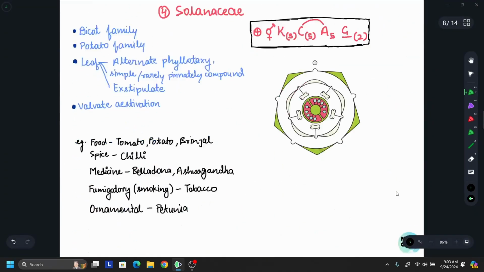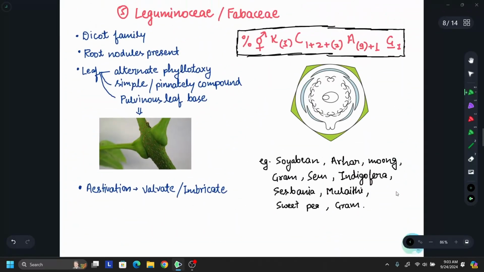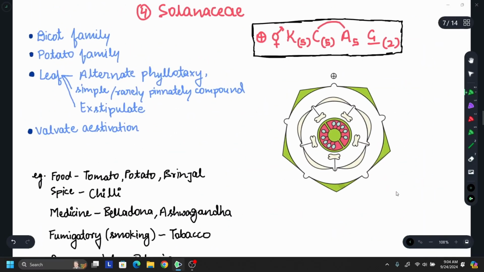Now we will come to the Solanaceae family first. Solanaceae is a dicot family. It is also called the potato family. The scientific name of potato is Solanum tuberosum. So you can see the name of the family in the scientific name. Solanum is the genus of the potato, not the family, but you can understand. So it is a dicot family, also called the potato family.